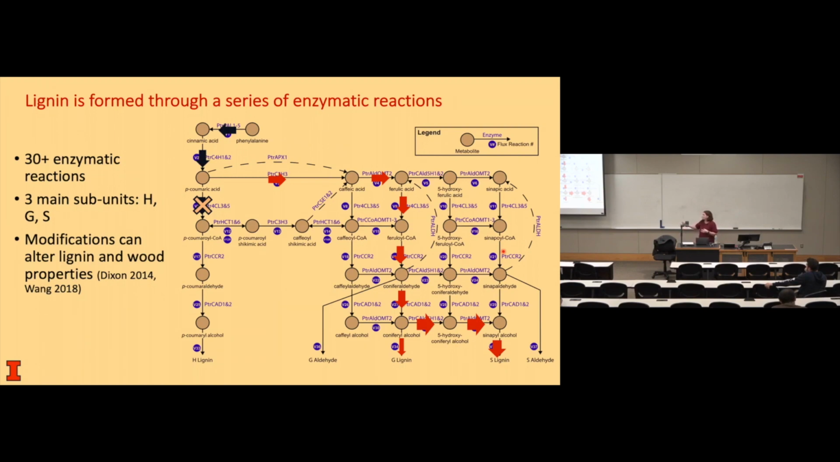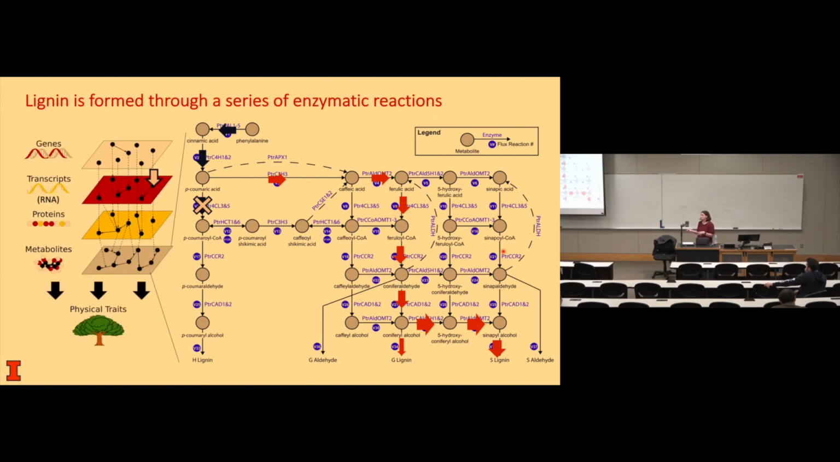And so this has been done experimentally, but it's been difficult to really understand or tell just by looking at the metabolic pathway or models of the metabolic pathway how to really make changes here to get the desired output wood traits that we want. And part of that reason is because our model is just looking at this metabolic layer right now.